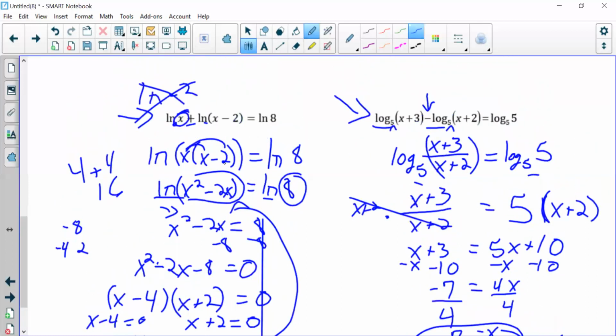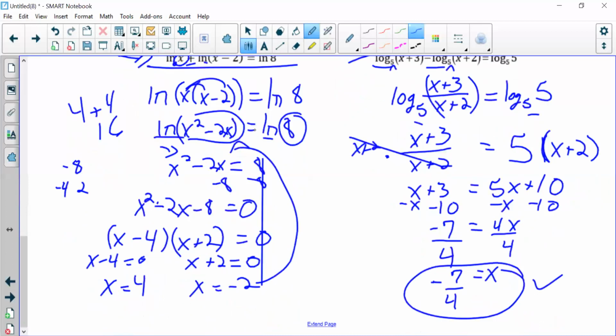Make sure when you're plugging it back in, you're going all the way back to the originals to check for negatives. So this does not work. And if we plug in 4, we'll see that it actually does.